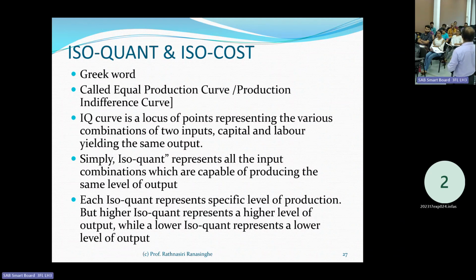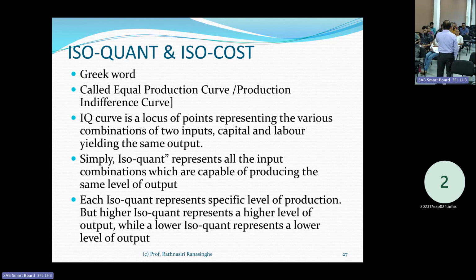Now, isoquant is a Greek word. Isoquant means equal production. Why do we say it's equal production? We know that in consumption, equal means greater satisfaction. Equivalent, the same, as in the product example.